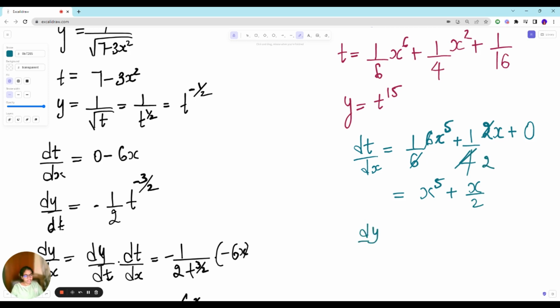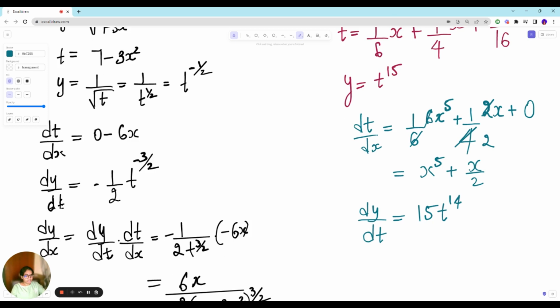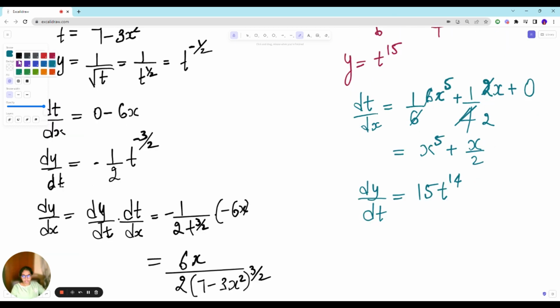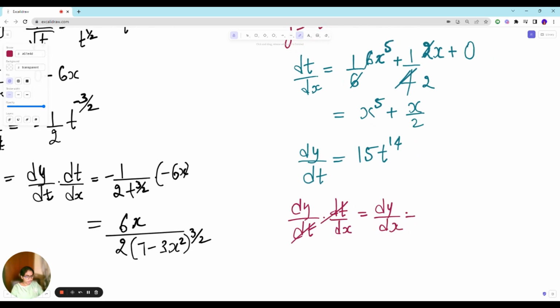Next, what should I do? I would have to find dy by dt, which is equal to 15 t to the power 14. Okay, after finding this, what should I do? I should write the product of these. What would the product of these be? Dy by dt into dt by dx is equal to what? Dt gets cancelled. I would get dy by dx. That is what we want, right? The question is find the derivative of y with respect to x. Correct? So let me substitute.